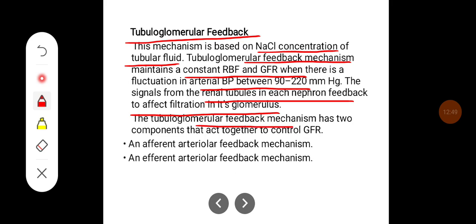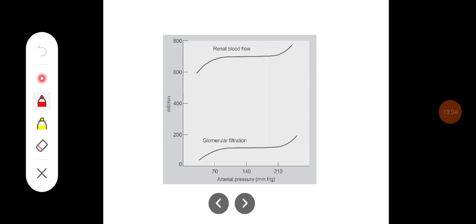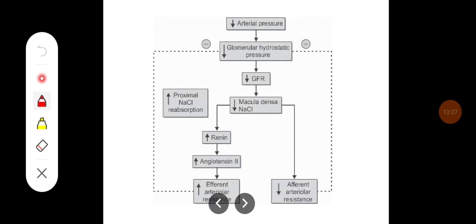The tubuloglomerular feedback mechanism has two components that act together to control the glomerular filtration rate: an afferent arteriole feedback mechanism and an efferent arteriole feedback mechanism. This is how the blood pressure within the range of 90 to 210, as well as renal blood flow, are going to be autoregulated by the myogenic mechanism and tubular feedback mechanism within a constant range. And this is a diagrammatic representation of maintenance of arterial blood pressure.